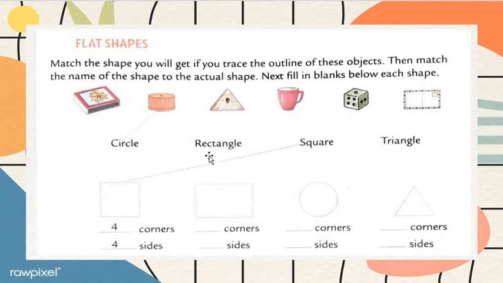How many corners does the triangle have? See this here: 1, 2 and 3. Three corners of a triangle. And how many sides does a triangle have? 1, 2 and 3. Three sides of a triangle. Understood, my dear students? Again I repeat. See this triangle here, we joined here to here. So here is one corner, second corner and third corner. That's why we write 3 corners in the corners.